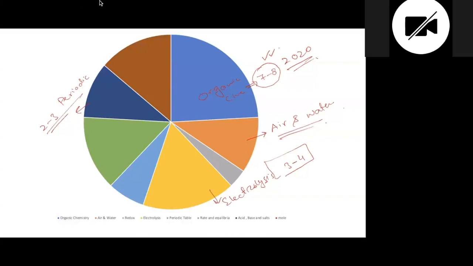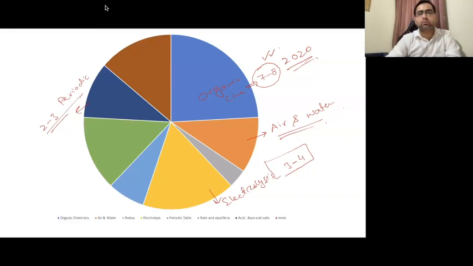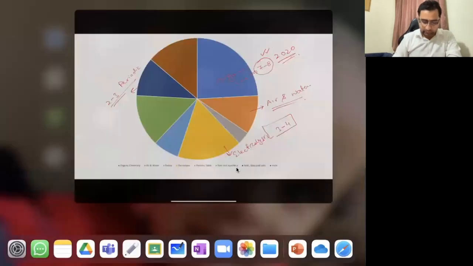Some of the students are requesting to discuss mole. Okay, so for the first 20 to 30 minutes I'll spend on mole. Then I'll move towards organic chemistry, and then electrolysis and the periodic table. Okay, let's start with the mole. You know very well about moles.